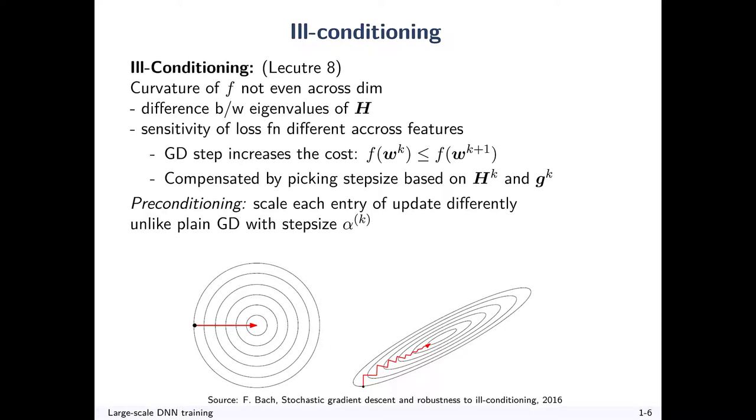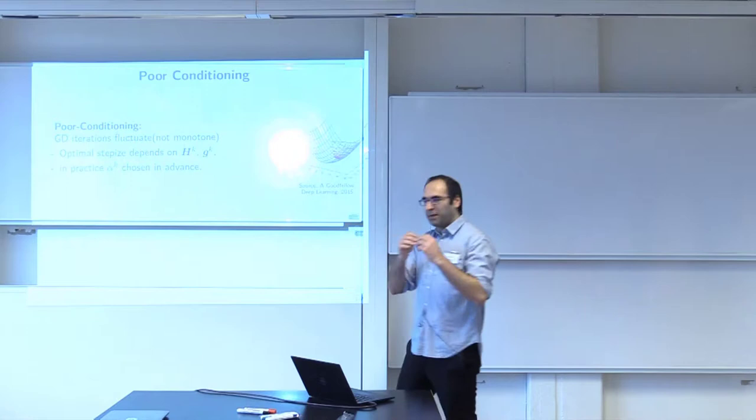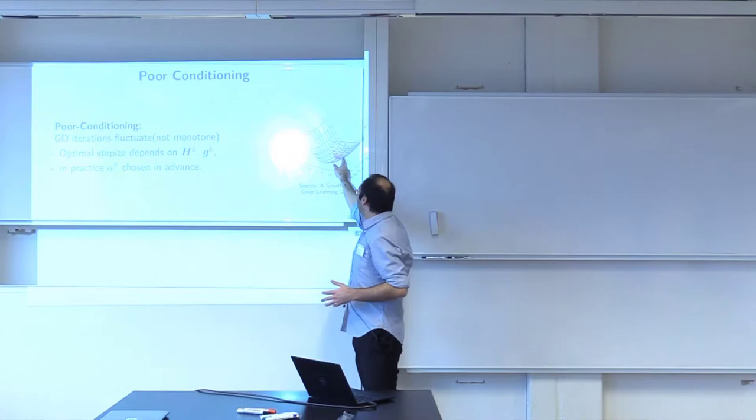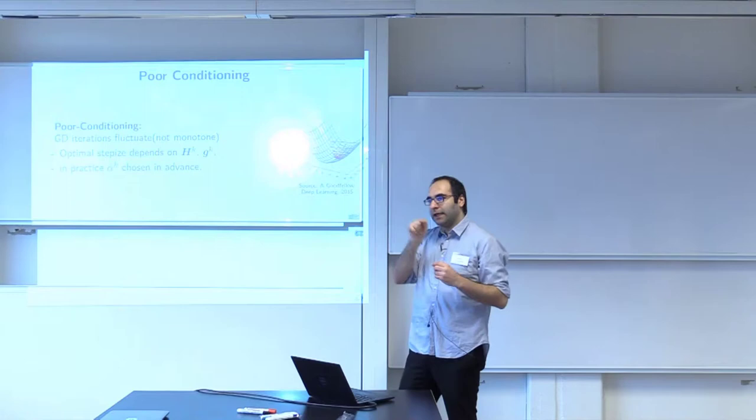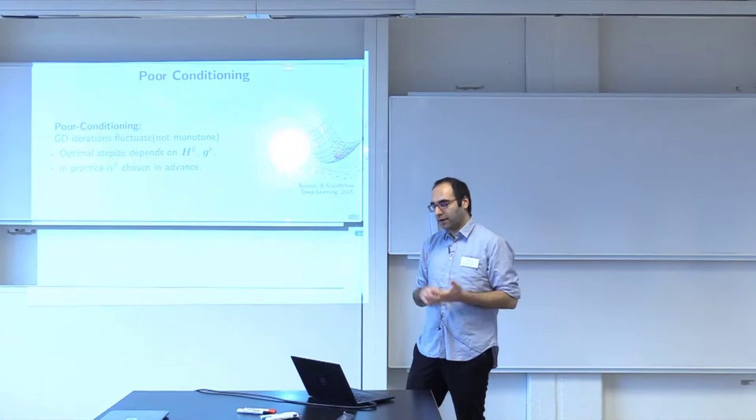Okay, so just to say a few things here, poor conditioning is another issue. It's due to the fact that you cannot pick the step size optimally because you don't have access to the Hessian. So what happens is that you pick the step size in advance, independently of the Hessian and the gradient. And as a result, your cost function oscillates. So when you look at the function evaluation, it's not monotonic. This is another problem. It's also due to the fact that you're not using the Hessian, the second order information, and as well to the fact that the loss function is non-convex.